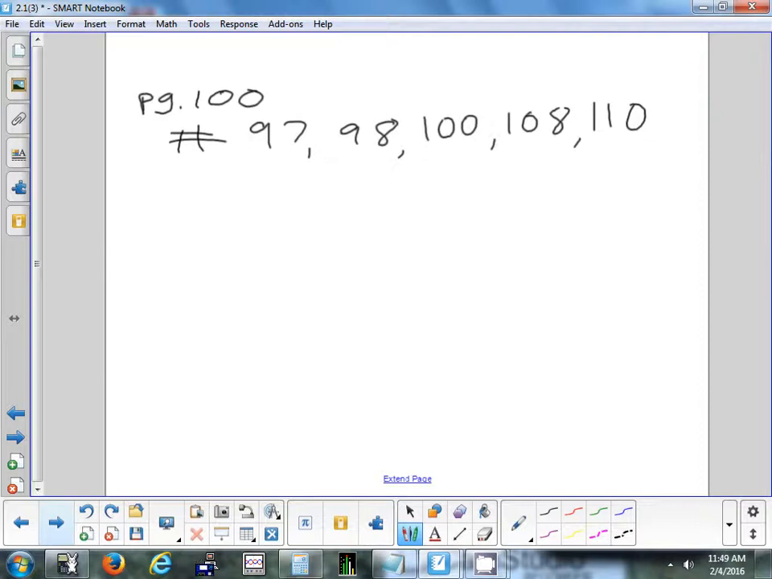All right, so the homework tonight, just five questions on page 100: 97, 98, 100, 108, and 110. We'll take a look at those 5 questions first thing tomorrow before our test. I'll also be here after school today if anybody needs to stop by and review. Remember for the test, it's mostly multiple choice. You can make a reference sheet and use it, and you can also use a calculator on it.